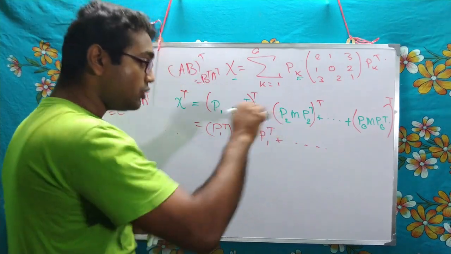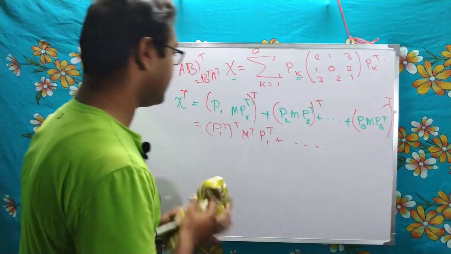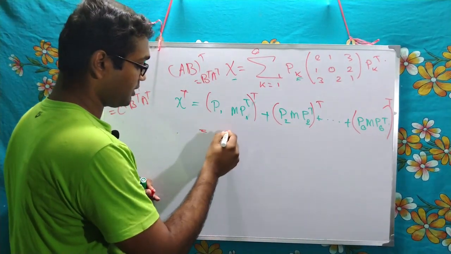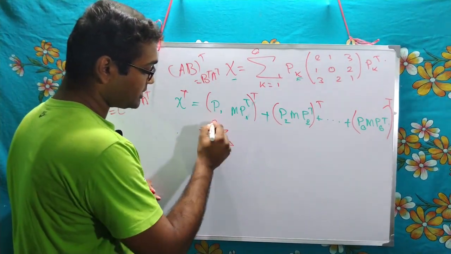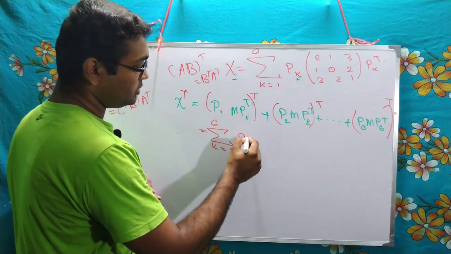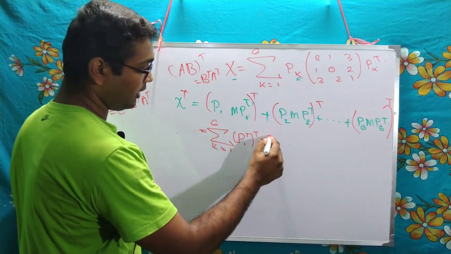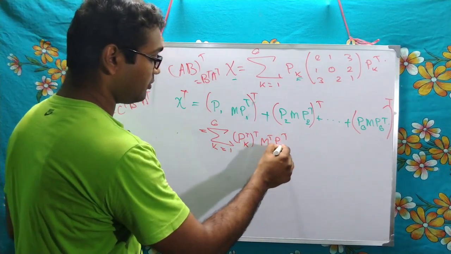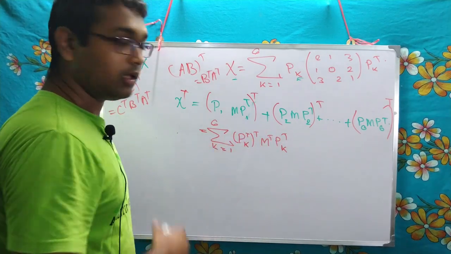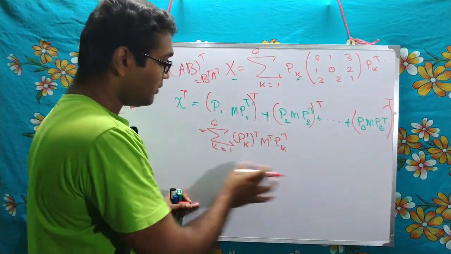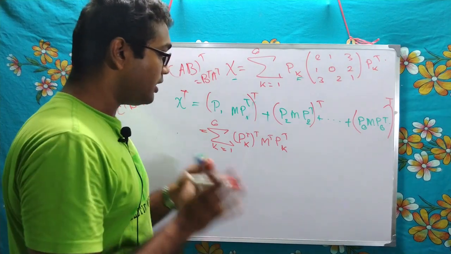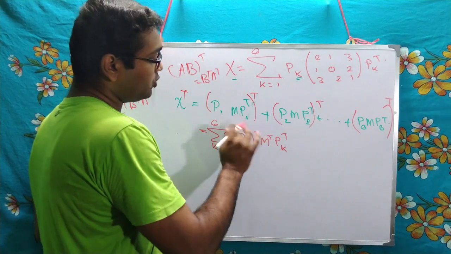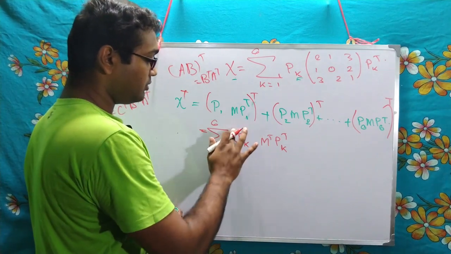Similarly, for the others, using the summation convention, I can write summation of k equal to 1 to 6, then (Pk transpose) whole transpose, M transpose, Pk transpose. Oh, I should not write P, I should write K. Since it is true for all the terms, we can take it in one transpose. So this will become Pk only.